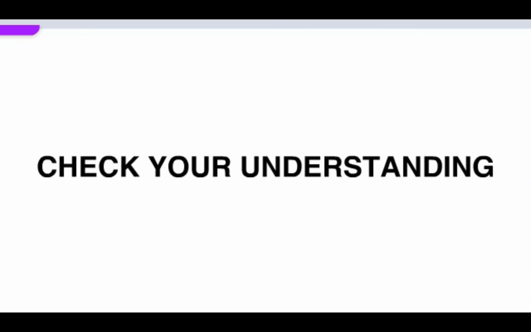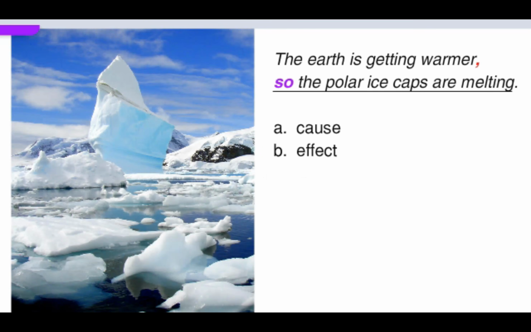Check your understanding. Look at the picture and read the sentence. Pay attention to the highlighted connector. Is the underlined clause showing cause, a reason, or effect, a result? Listen. The Earth is getting warmer, so the polar ice caps are melting. B. So indicates an effect or a result.